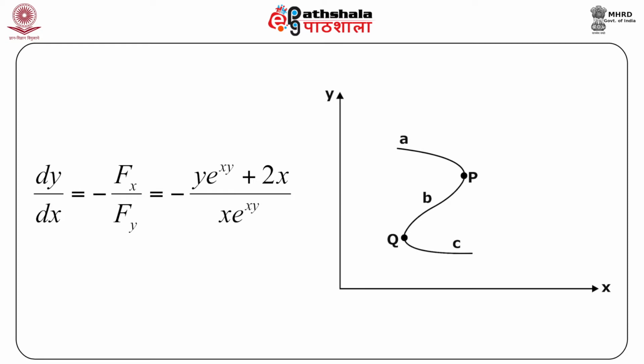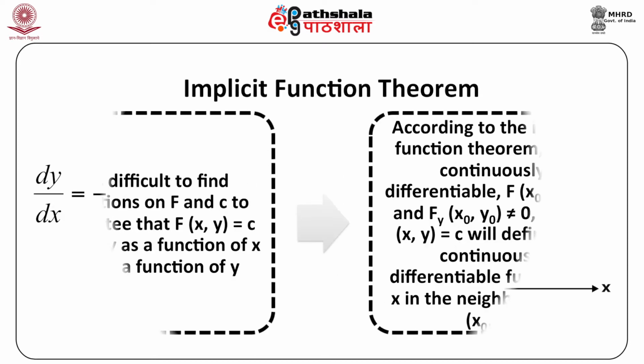Consider a graph as in figure 1. It does not represent either y = f(x) or x = g(y). It can be considered as a composite of three different functions a, b, and c. One can, however, find dy/dx at all points except p and q, where the tangent is vertical, that is, fy = 0.